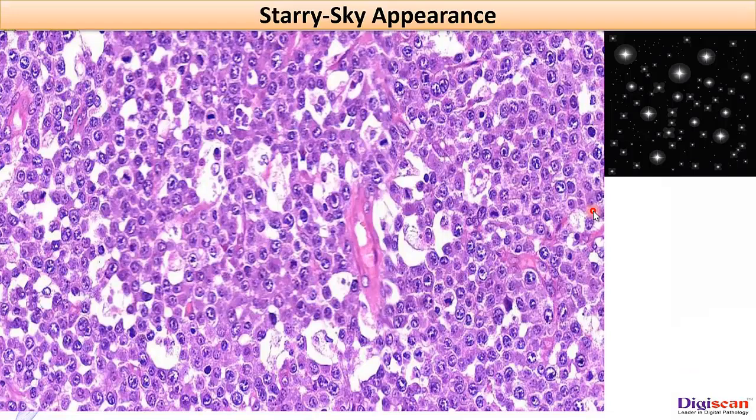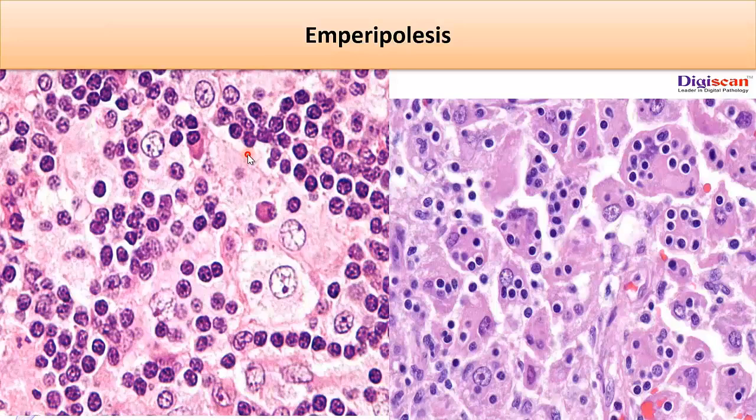Now, starry sky appearance. Here is the starry sky we see at night, and here is the appearance of a tumor with the starry sky appearance, and this is characteristic of Burkitt's lymphoma. Because of the high degree of cell death, the dead cells are taken up by phagocytes, and they give this appearance of starry sky.